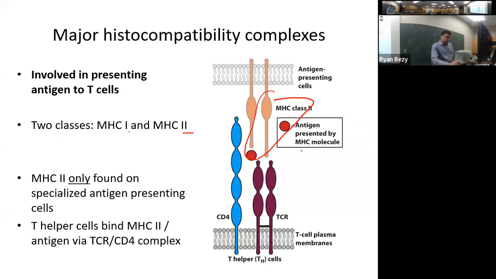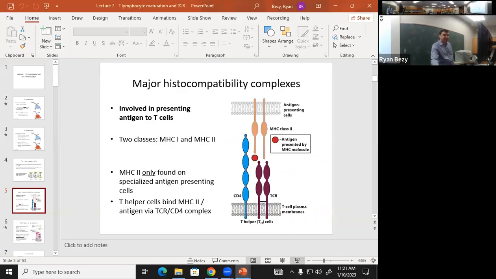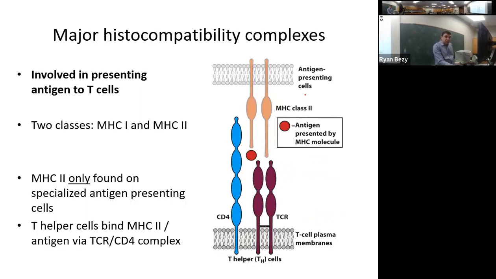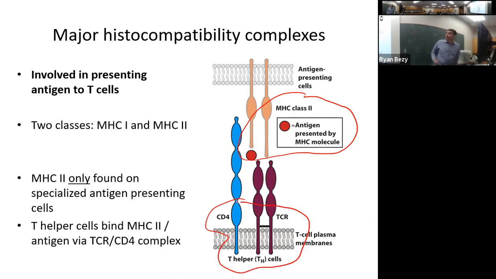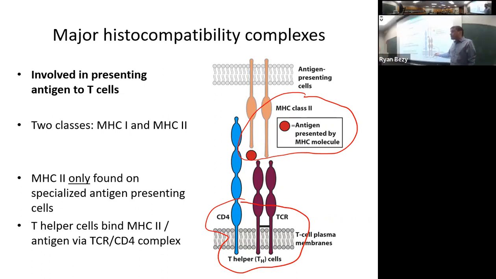Let's try that again. A combination of MHC class 2 and antigen is then going to present to a CD4 and a T cell receptor coming off of a T helper cell. So the CD4 and T cell receptor comes off of the T helper cell, and it's presented antigen via MHC class 2 coming off of some type of specialized antigen presenting cell.